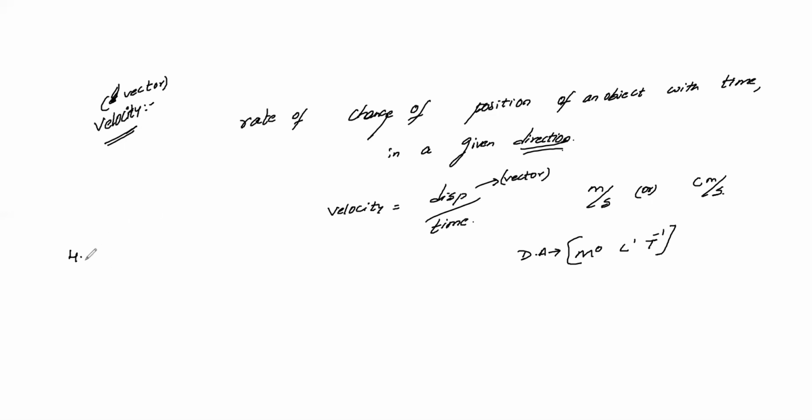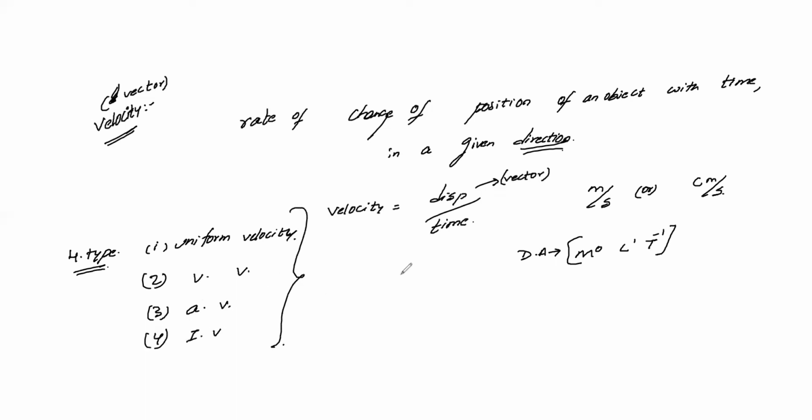So okay, 4 types are there in velocity, and after that we'll stop it. Same as your speed only. First one is your uniform velocity. Second one is your variable velocity. Third one is your average velocity. Fourth one is your instantaneous velocity. Same as your speed. That's it. Let's just understand these relations.